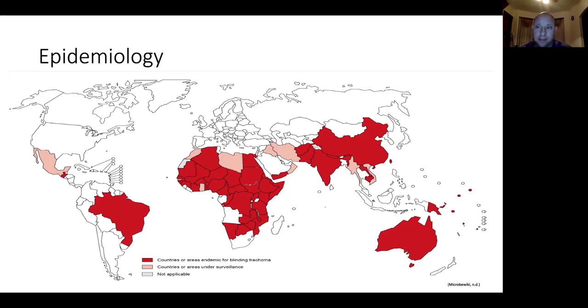As you see in this slide right here, all these red regions are areas that are endemic for trachoma blindness. So they're hardest hit with trachoma-related blindness. And then the pinkish regions are countries under surveillance, and then everybody else is just not as common. But again, those red areas are the ones that are highly affected by trachoma blindness.